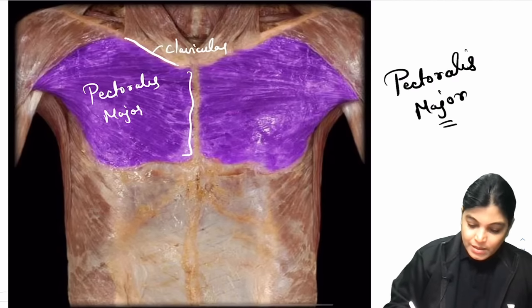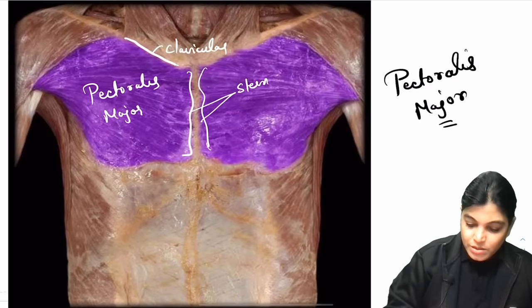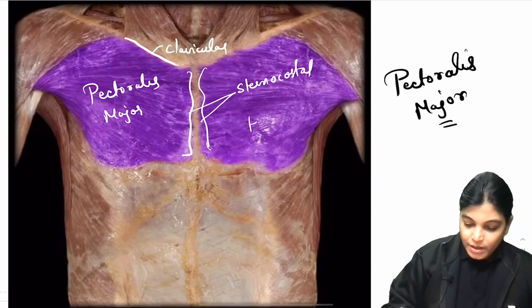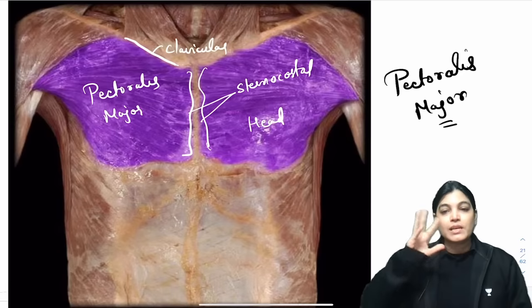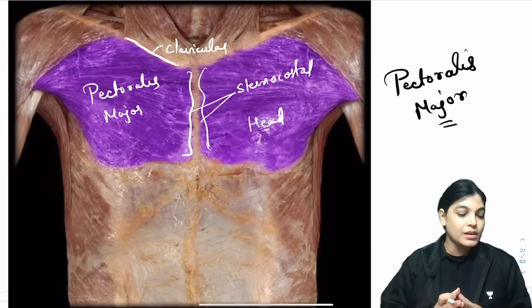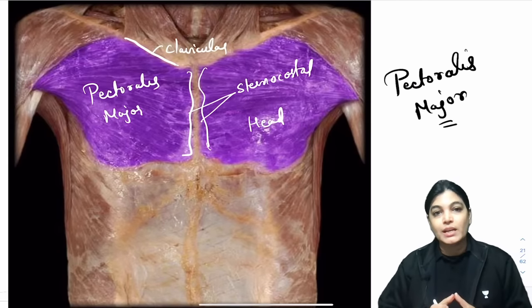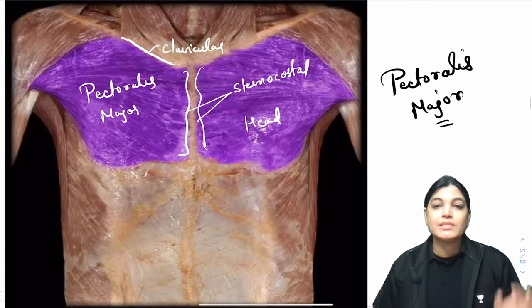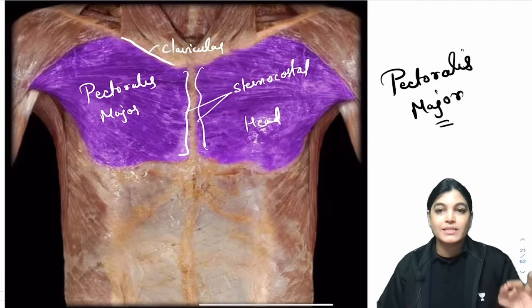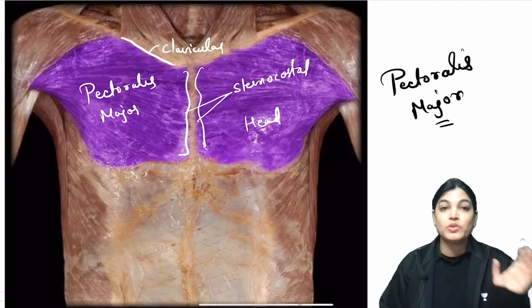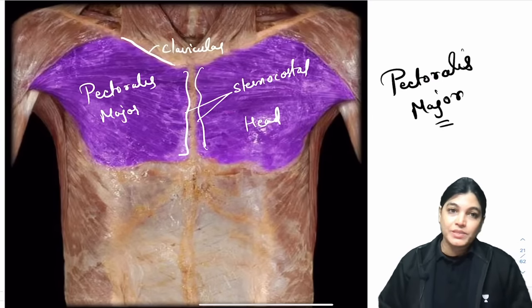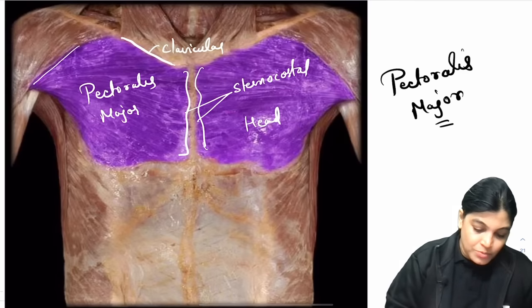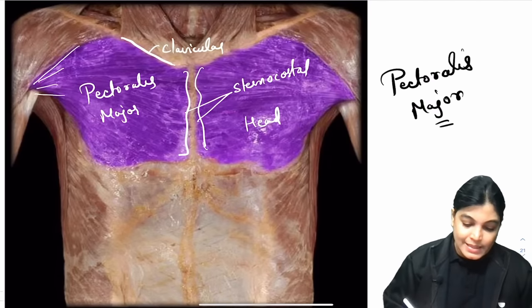These are the sternocostal head. Now, you can see here after its origin, the fibers are twisted. If you remember the class of my morphological classification of muscles, I have included pectoralis major as an example of spiral or twisted fiber. It has a wide area of origin from the clavicle and the sternum, but at the insertion point, it is narrowed out and it is inserting here.